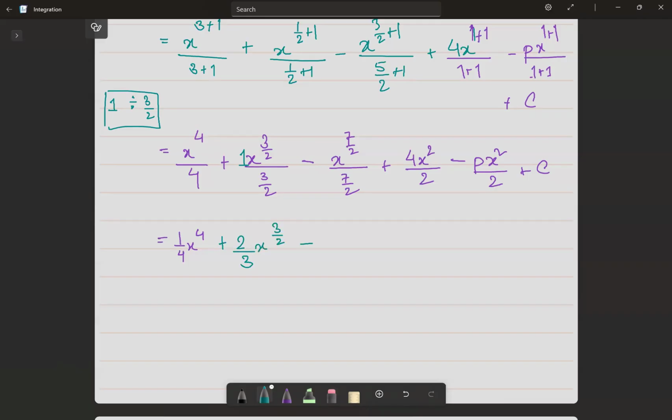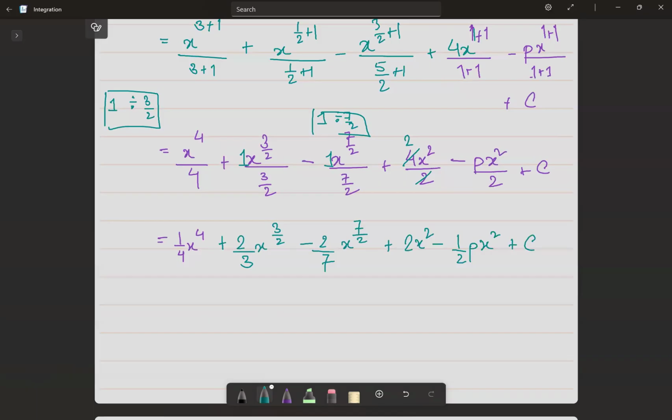Then, in the same manner, you have 1 in here. So you will put 1 divided by 7 by 2 in your calculator, and you are supposed to get 2 by 7 x to the power of 7 by 2. Then 4 and 2 get cancelled out. 4 divided by 2, if you put it in your calculator, you will get 2x squared. And then you have half x squared plus c.